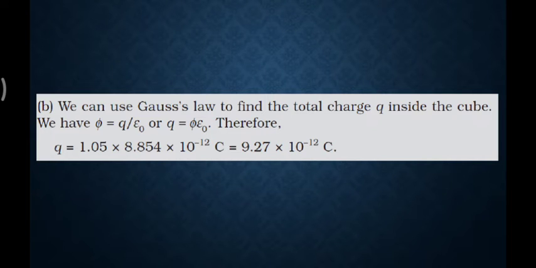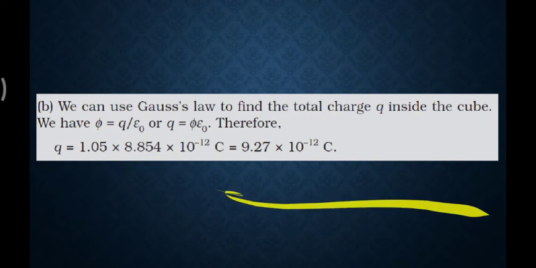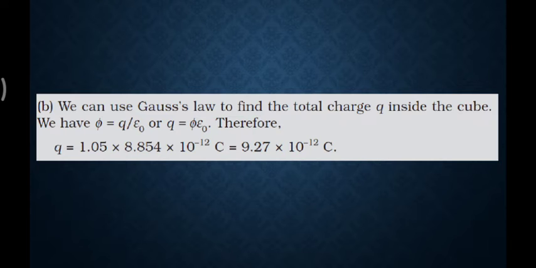So the q will be here and epsilon 0 on the front side will be multiplied, so q is equal to phi times epsilon 0. Once you know phi and epsilon 0, put the values there, and then you will be able to find the charge. As we know, we got the flux 1.05, times 8.845 into 10 to the power minus 12, which gives 9.27 into 10 to the power minus 12 coulomb. That much charge can be inside the cube.